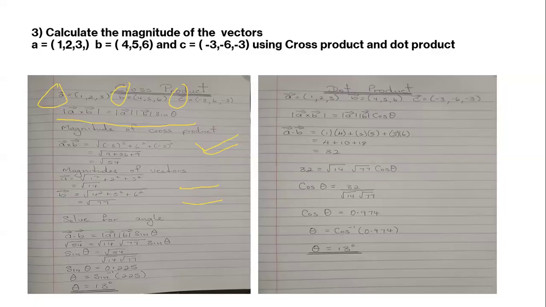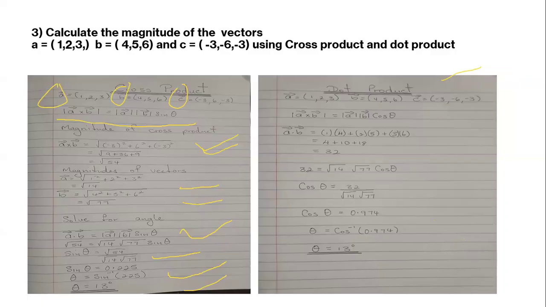So we solve for the angle where we substitute into the equation. That gives us sine theta equal to root 54 divided by root 14 times root 77. We leave theta over the equal sign. We make theta the subject of the formula. We take sine over, it becomes sine inverse. And using a calculator, that gives us theta equal to 13 degrees. So over here, we use the dot product to find the same magnitude.